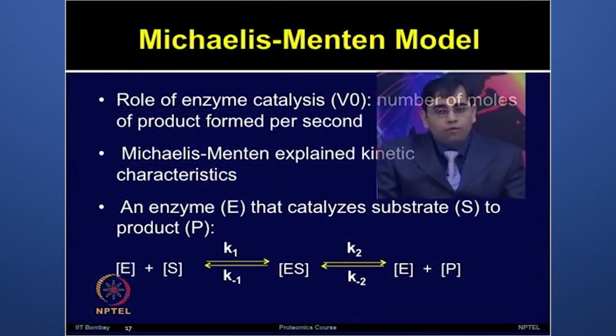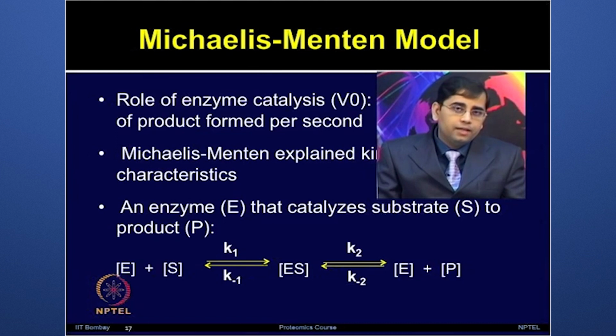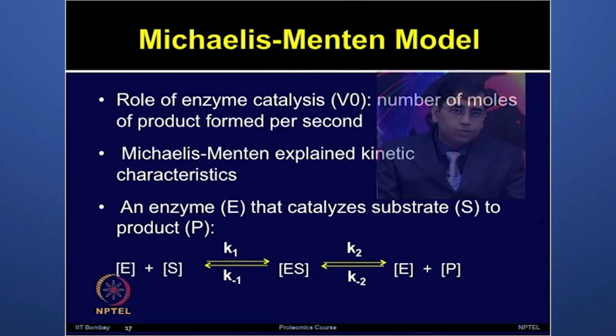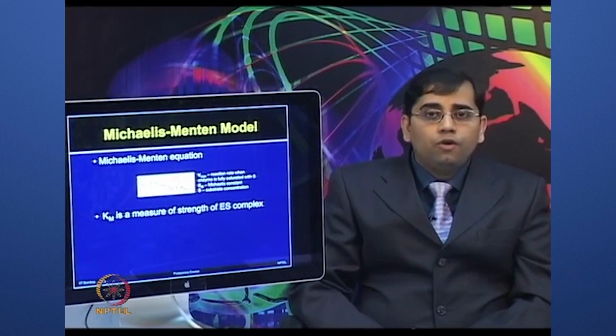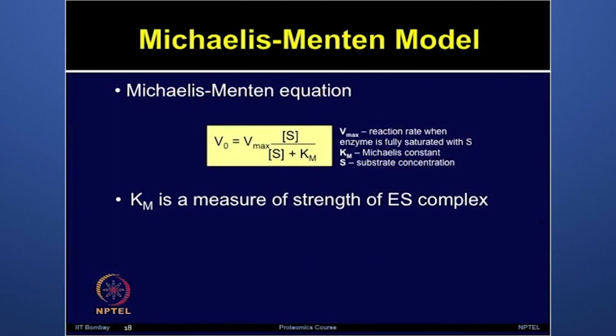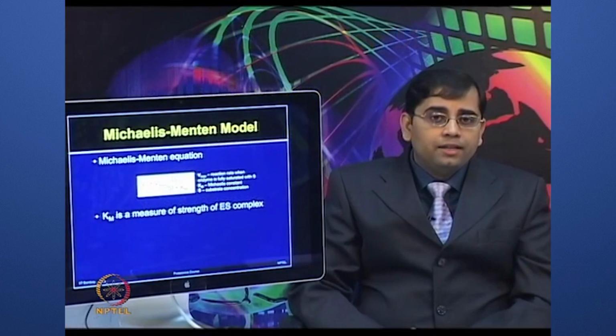ES complex can form product with rate constant k2, and ES complex can be reformed by the reverse reaction with rate constant k minus 2. So, here is the Michaelis-Menten equation. The rate V0 of formation of product can be derived by this equation: V0 equals Vmax times substrate concentration S divided by S plus Km, where Km is the Michaelis constant. Now, this equation is fundamental to understand various problems.